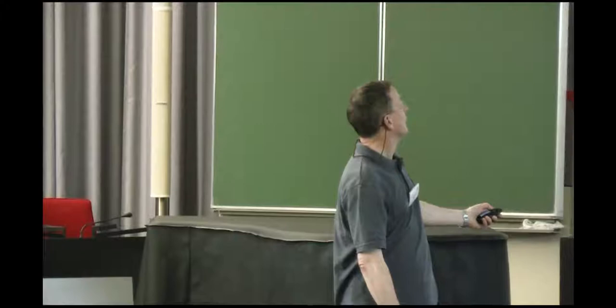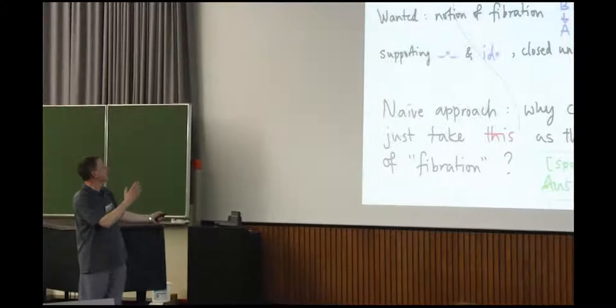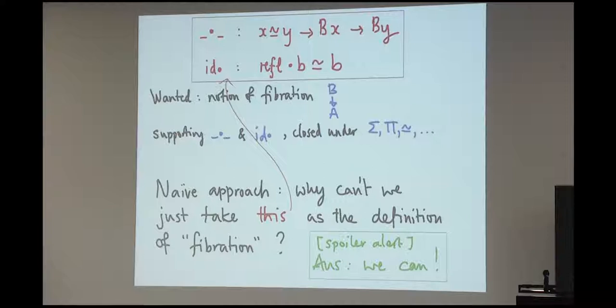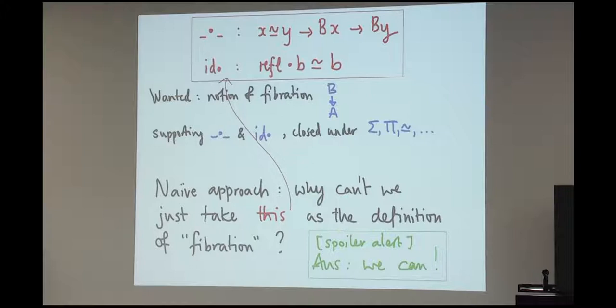So a fibration is a family B over A, together with functions of this kind. Path lifting, no... Yeah. No equational properties required, right? It's just that you've got these two functions.